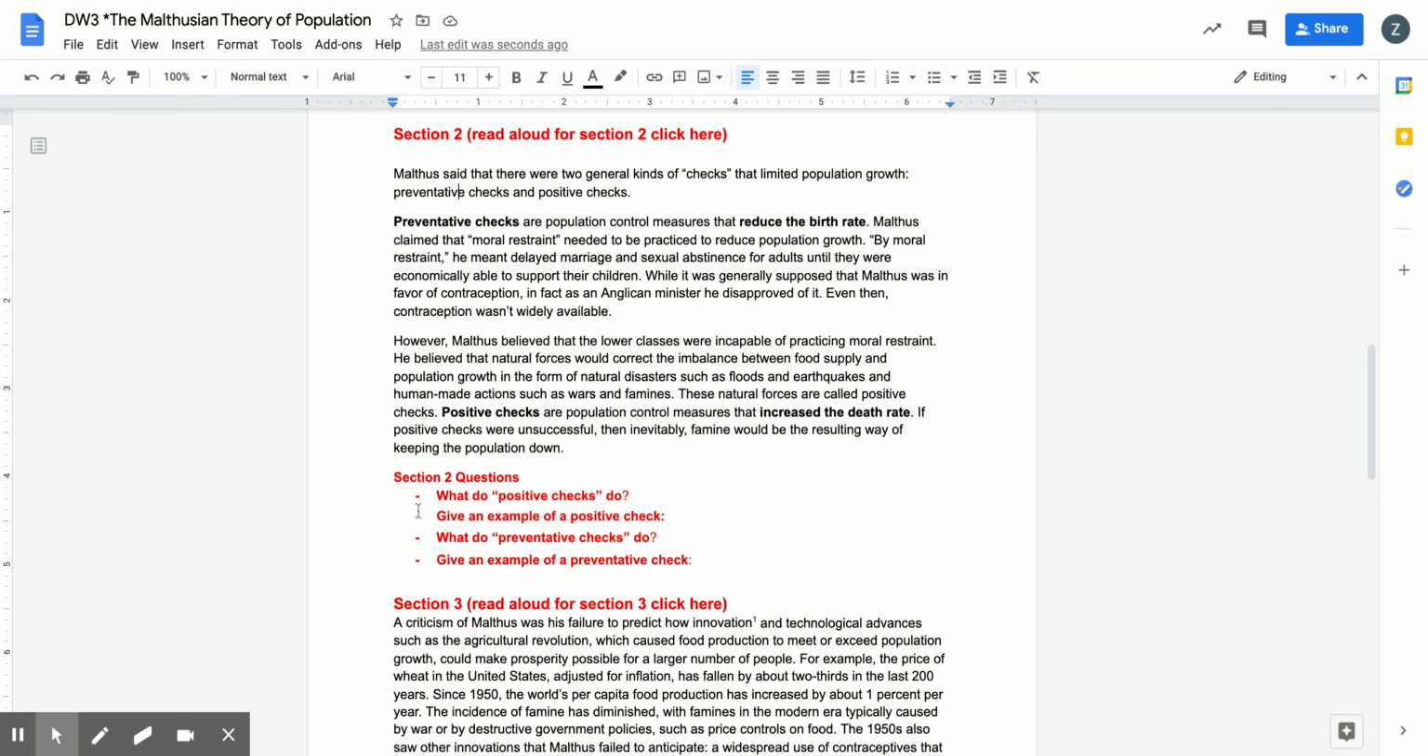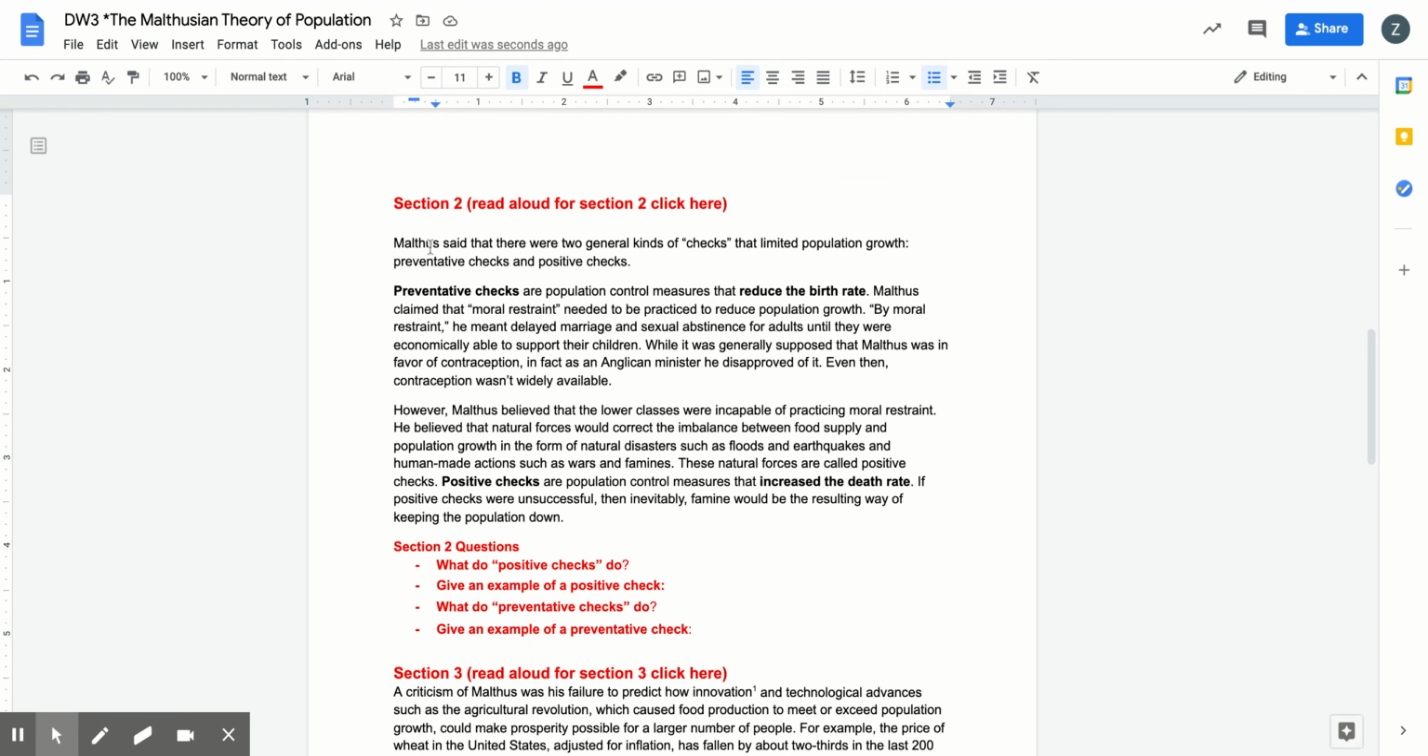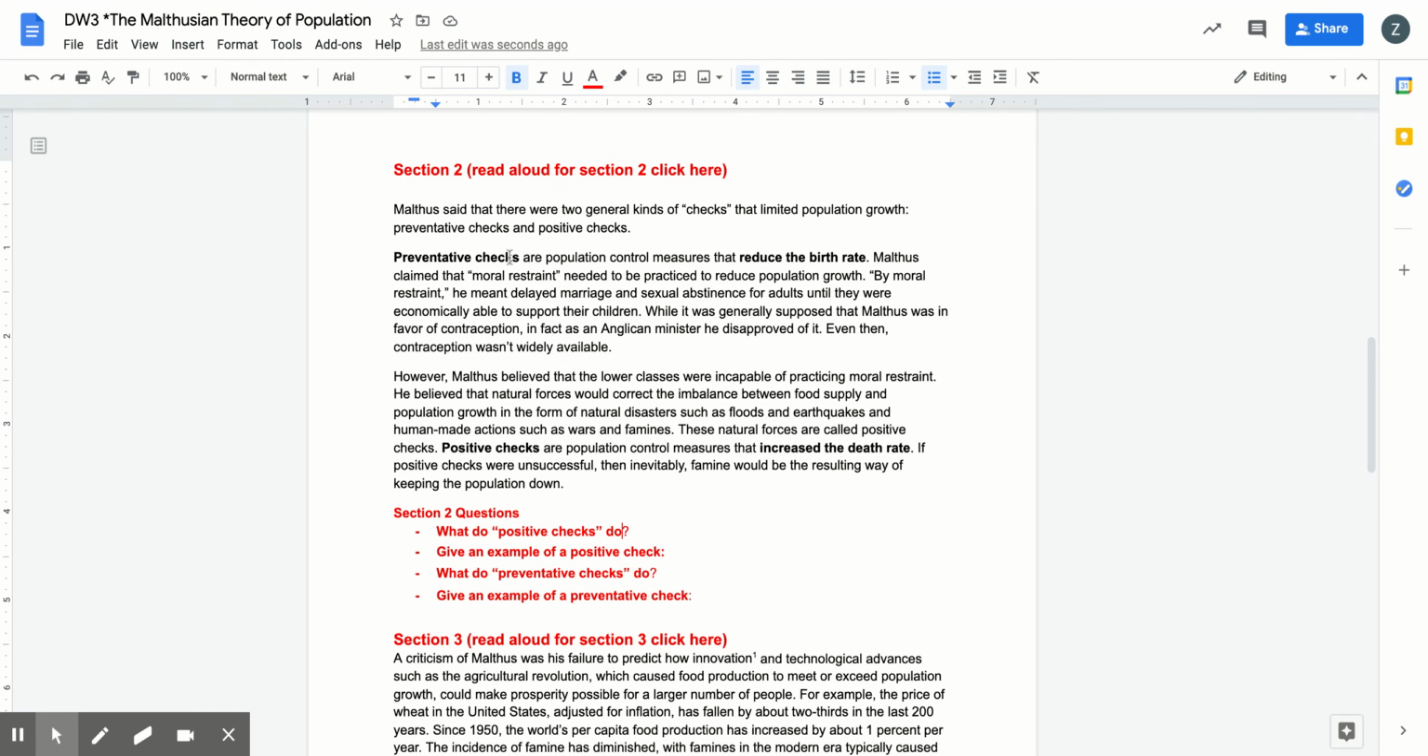All right, so when I read section 2, I know I'm going to look for what positive checks do, and then for examples, and then what preventative checks do, and for examples. Section 2. Malthus said that there are two general checks that limited population growth: positive checks and preventative checks.